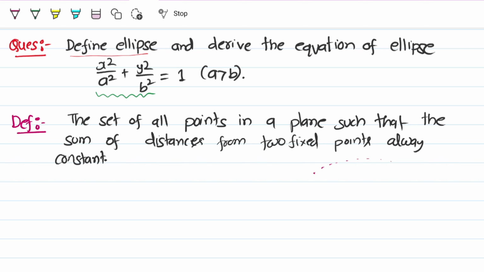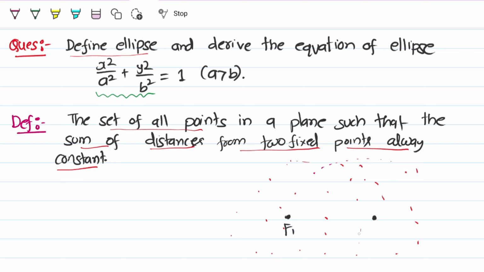Now let me explain the definition for you. Let's assume this whiteboard is your plane. Infinite points are there, like this. What is the condition? The sum of distances from two fixed points is always constant. So first we will fix 2 points, here and here, F1 and F2. Then from all the infinite points, we will collect only those points whose sum of distances is always constant.